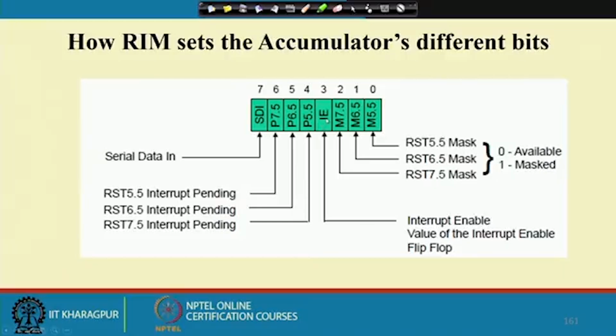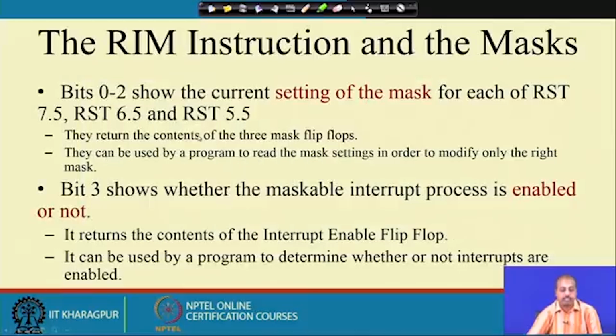Then this IE bit will store whether the interrupt enable flip flop content, and this will store the mask bits. That way, through the RIM instruction, I can get this complete status. Bits 0 to 2 show the current setting of the mask for RST 7.5, 6.5, 5.5. So they give you the content of the mask flip flops, and can be used by a program to read the mask setting.